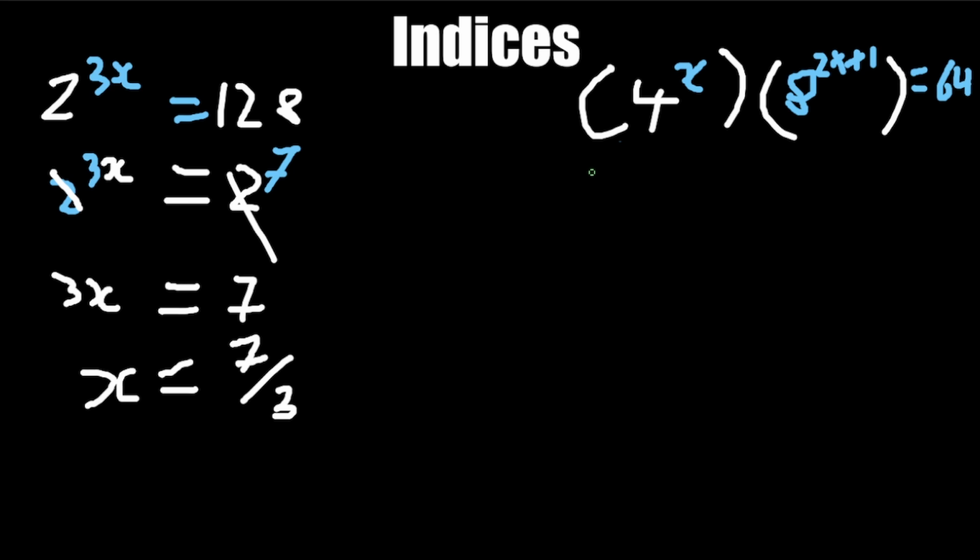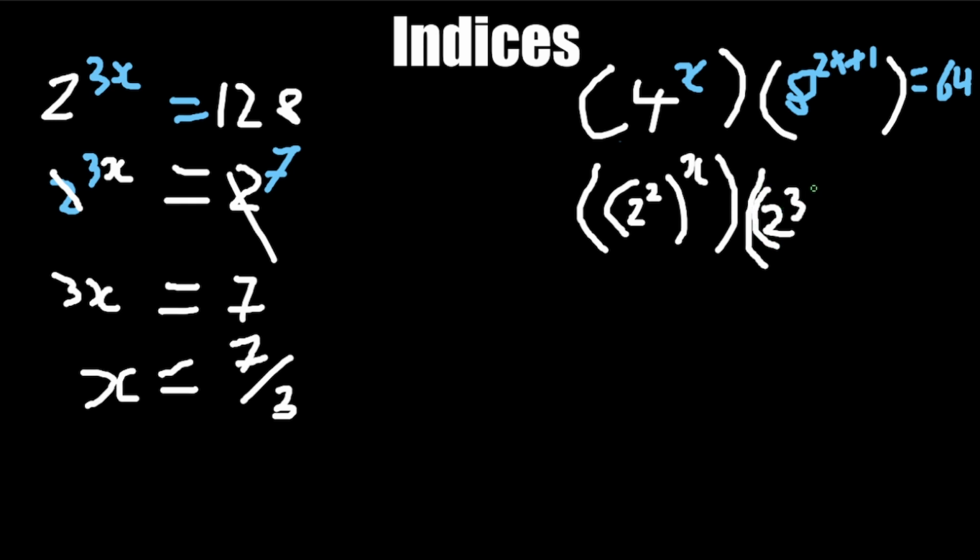So let's keep them in the brackets. 4 is just going to be 2 to the 2nd power, right? But we have to keep this in brackets as well, because we have to raise 2 to the 2nd power to the x power. And then same thing over here with the 8. 8 is 2 to the 3rd power, and we're going to be raising the 2 to the 3rd power to the 2x plus 1 power. And then over here, we can just write 64 as 2 to the 6th power. All right. This is workable now. We kind of understand what we can do.